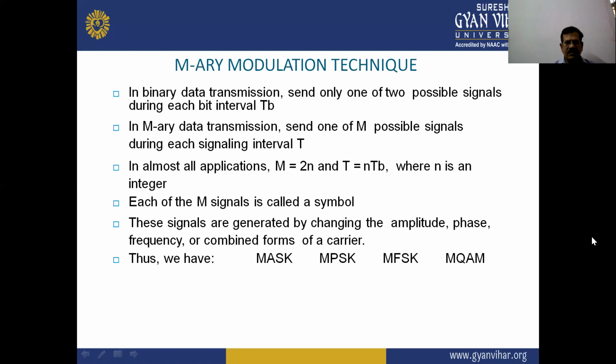Each of the M signals is called a symbol, and these signals are generated by changing the amplitude, phase, frequency, or a combined form of the carrier. Thus we have MASK, MPSK, MFSK, and MQAM. So in M-ary modulations, each signal is called a symbol, and in data transmission we send one of M possible signals during each signal interval of time T.